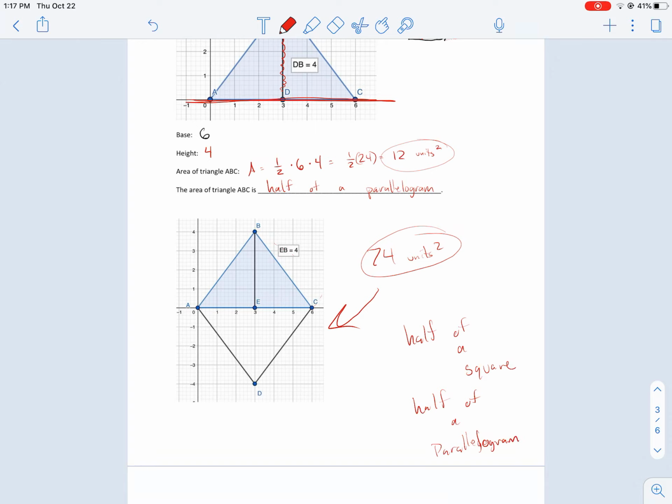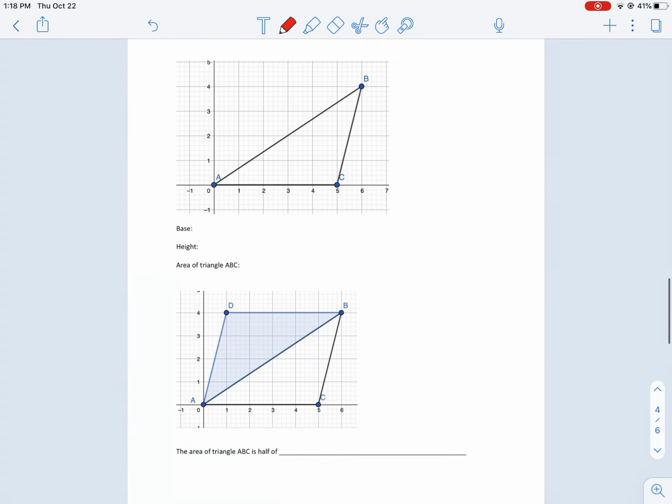Okay, half of a square, or it can also be half of a rectangle. So that is where they're coming up with this 1/2 base times height. It's either half of a square, half of a rectangle, or half of a parallelogram. All right, so let's move on to the last one.